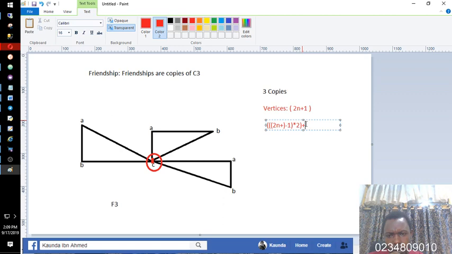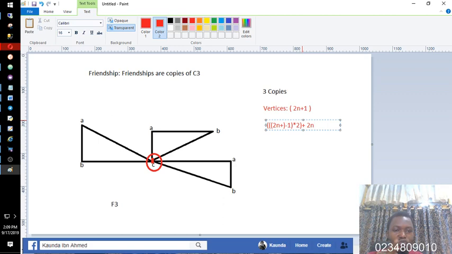It has twice the number of copies, because each copy will bring two lines. Each of the cycles, the C3, will bring two lines. So it has twice the number of copies. So that should be 2n, plus 2n, plus 2n.